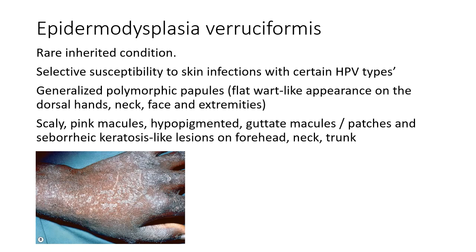The histologic features of epidermodysplasia verruciformis: there is hyperkeratosis and hypergranulosis, acanthosis with small nests of large cells with pale blue-gray cytoplasm, clear nuclei and perinuclear halos. It can evolve to squamous cell carcinoma.